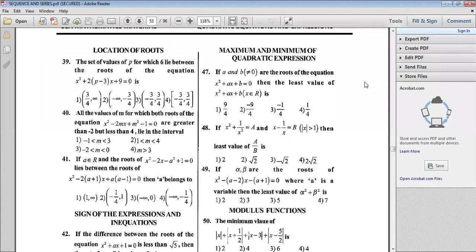Look at this 47th problem. Since they have given that a, b are the roots of the equation x square plus ax plus b is equal to 0, what is the least value of the expression x square plus ax plus b? We want to find the least value of this expression. It is a simple question.